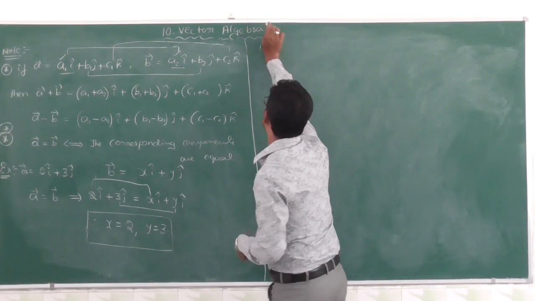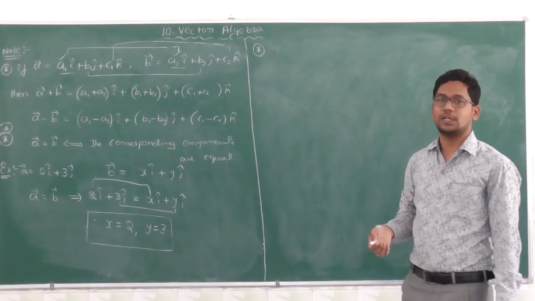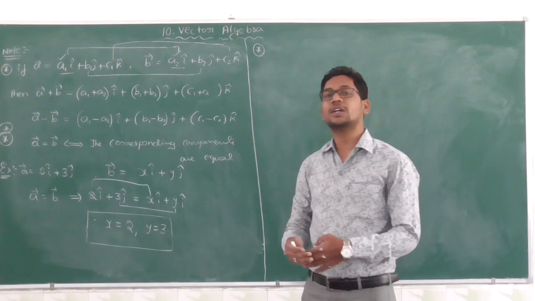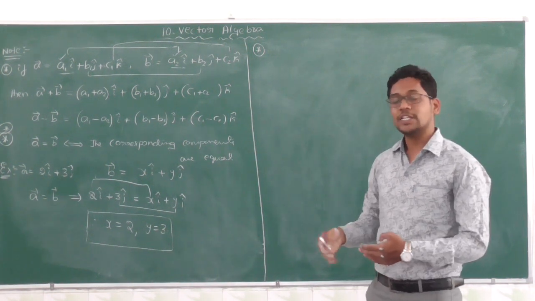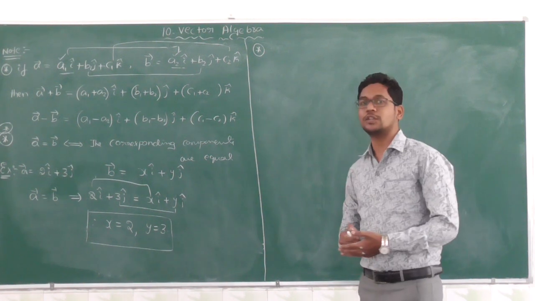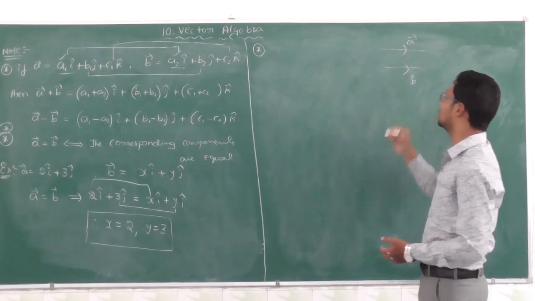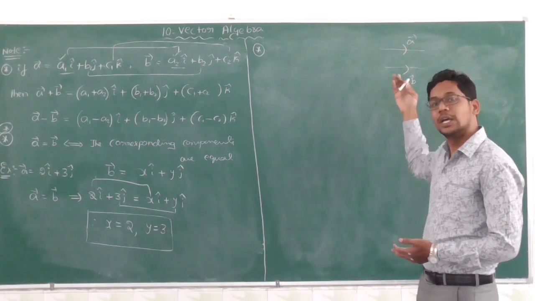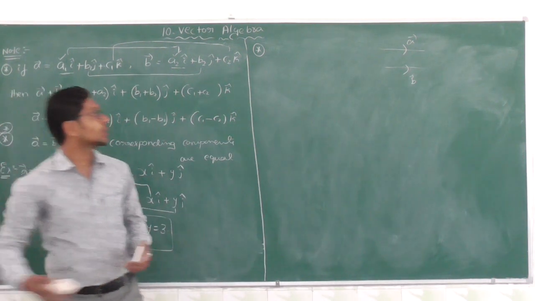Very important point. Two vectors are said to be parallel. Then what is the condition? Two vectors, vector A and vector B, are said to be parallel if and only if the ratio of the corresponding components are same or equal. How will it be?